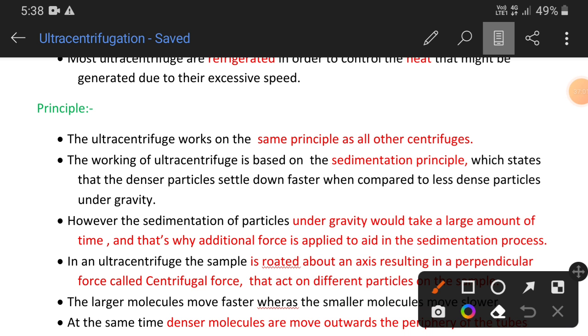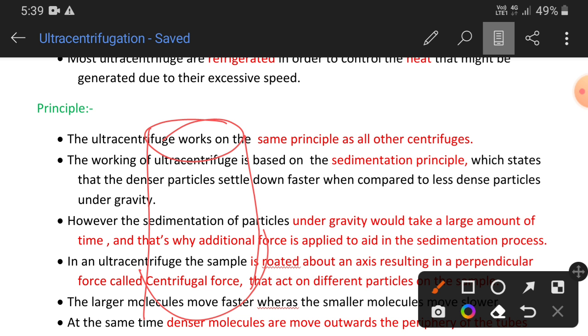So principle is nothing new, principle is the same as we have discussed about the normal centrifugation, that is the sedimentation principle. That means denser particle will move faster than the less dense one. But here we are using the sedimentation force, that is why we are spinning the tube, because a gravitational force alone cannot solve our problem that we have discussed, and as it is a too small molecule, random thermal motion will also inhibit the sedimentation of those kind of particles.